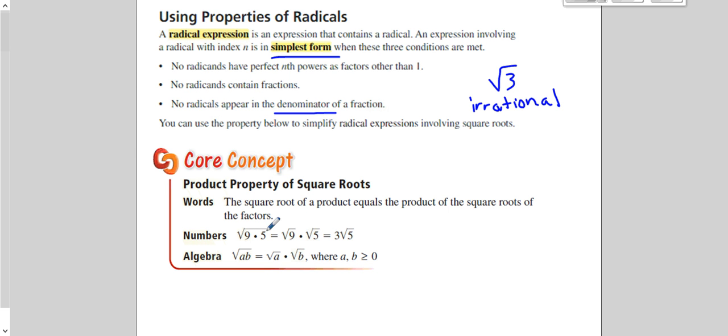Square root of 9 times 5 is the same as the square root of 9 times the square root of 5. We do not know the exact square root of 5, but we do know the square root of 9 is 3. So the square root of 9 times 5 is equal to 3 times the square root of 5, also read 3 rad 5. This is simplest form for this expression.